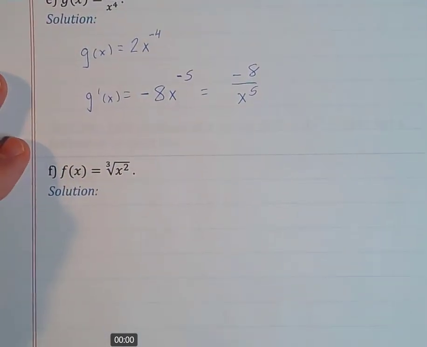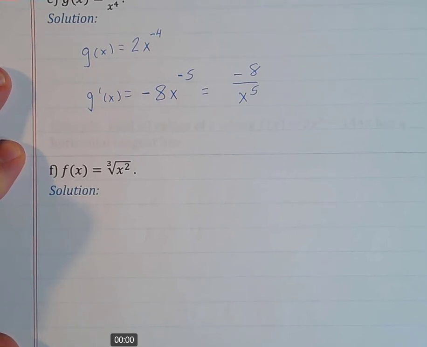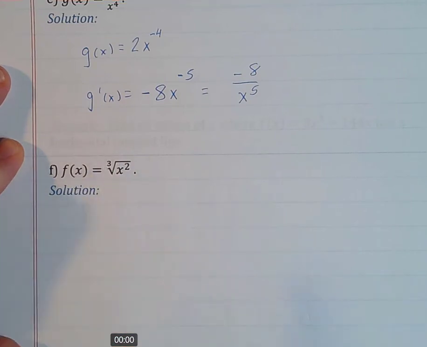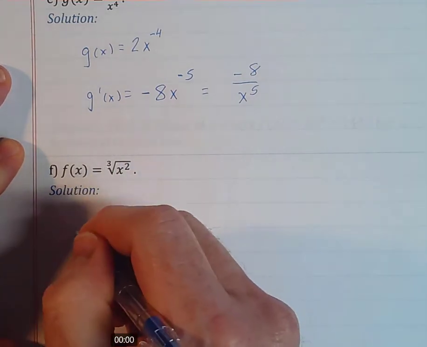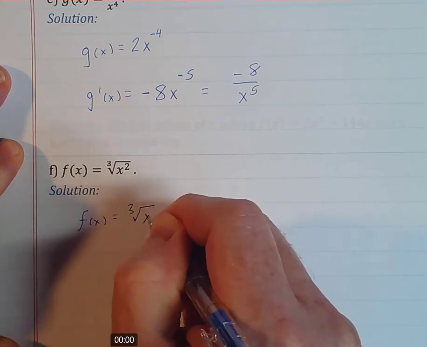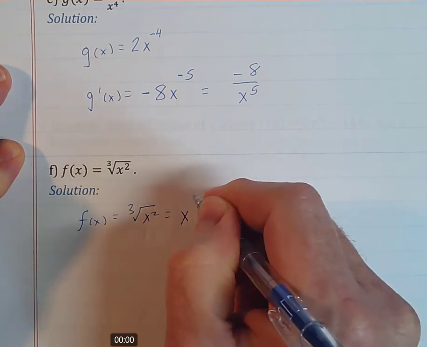Let's find the derivative of this one right here. F of x equals the cube root of x squared. Okay, in its present form, I'm kind of stuck. I can't really go in and do the derivative directly because I don't really have a rule that deals with this. But I can rewrite this function. The cube root of x squared is the same thing as x to the 2/3.